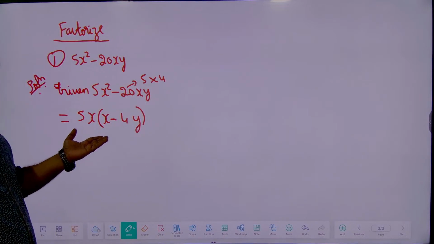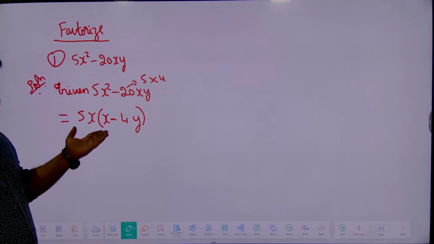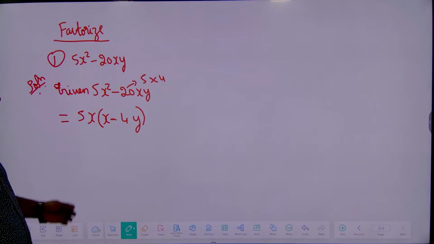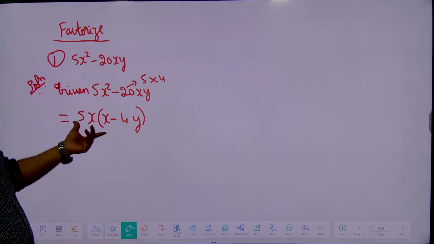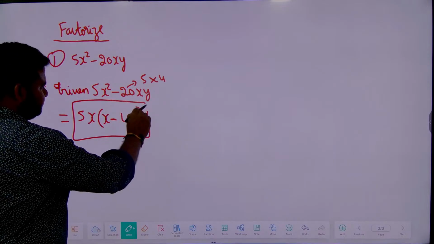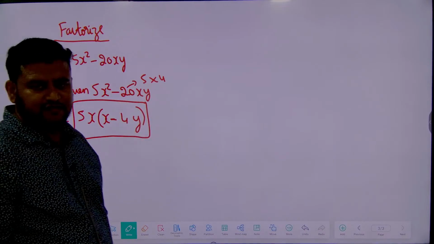Further, can you take anything common? No. Because here only x is there, here only y is there, you cannot take anything common. So the answer is 5x into x minus 4y. If you factorize this, this is what you will get. That is, you are taking common things here. So, this will be the final answer. Got it? This will be the final answer.